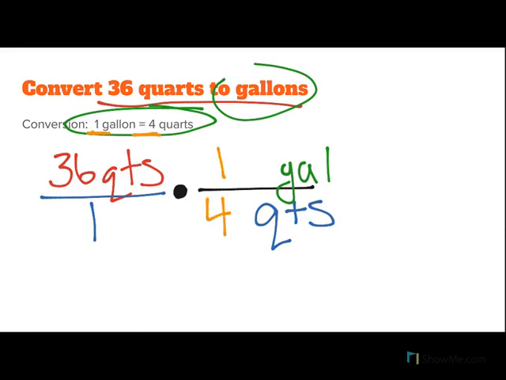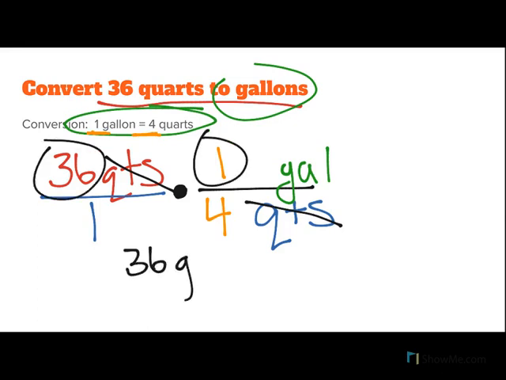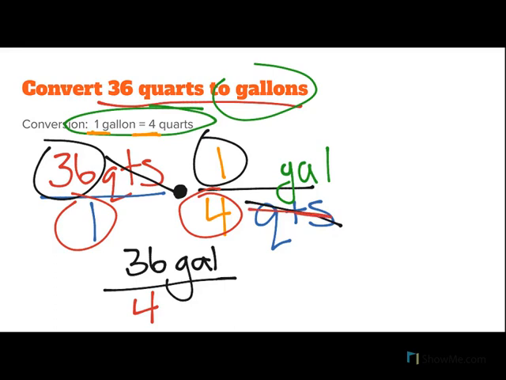So I have it set up. Now let's do our math. Quarts will cancel. If I multiply across the top, I have 36 times 1, which is 36 gallons. And if I multiply across on the bottom, I have 1 times 4, which is 4. And of course, the quarts went away. Could I simplify that further? Yes. 4 divides nicely into 36 9 times. So 36 quarts is the same as 9 gallons.